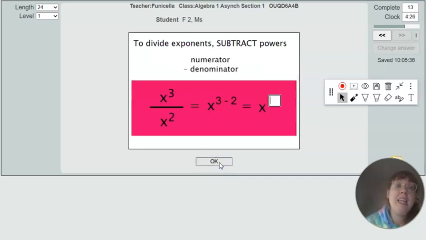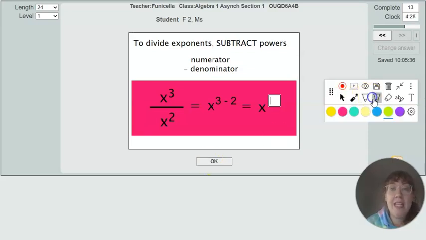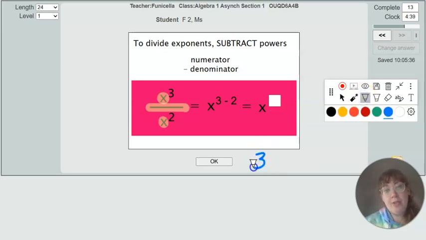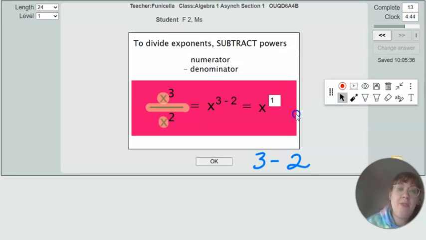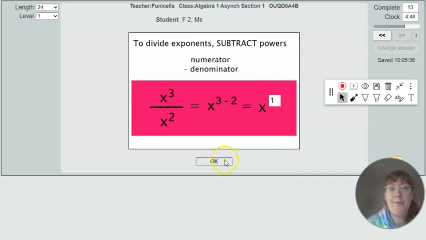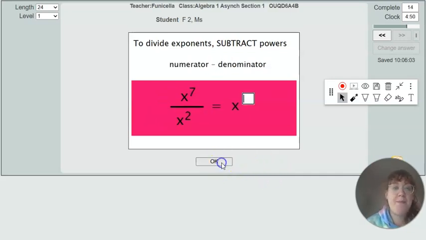When we are dividing exponents, if they have the same base, like here, these both have a base of x, and they're being divided, so we subtract the exponents. Our numerator, which is 3, minus our denominator. And 3 minus 2 gets us an x to the first power. Beautiful. Hit OK when you're ready.